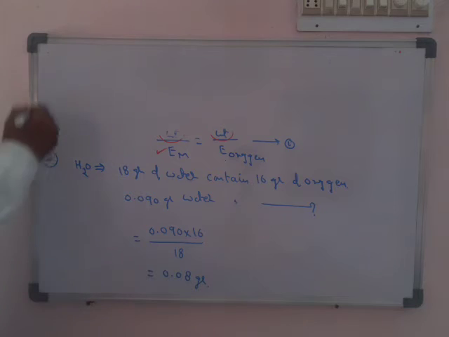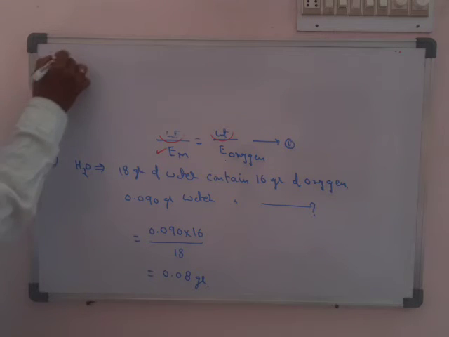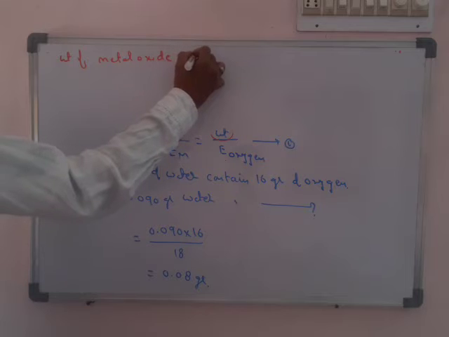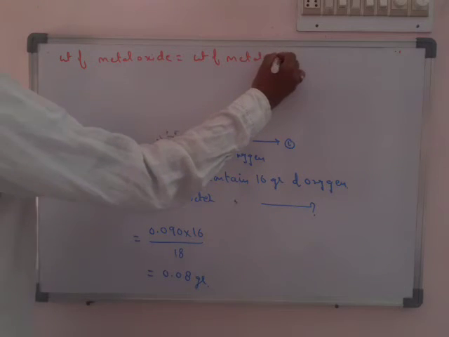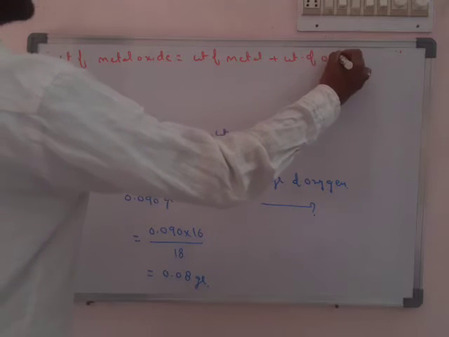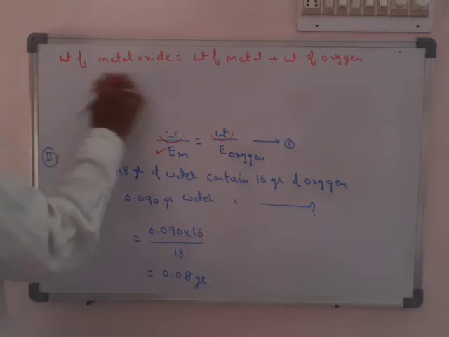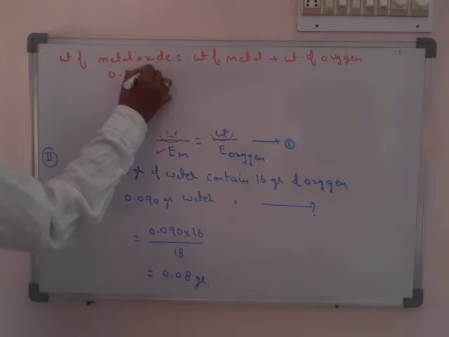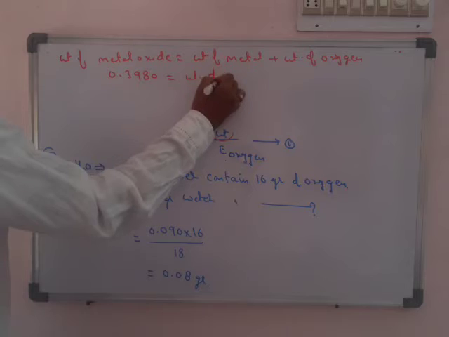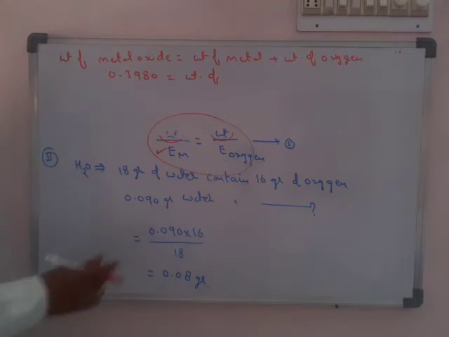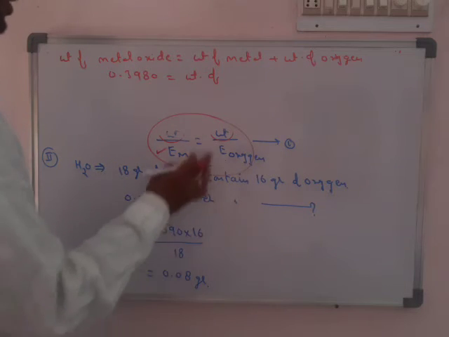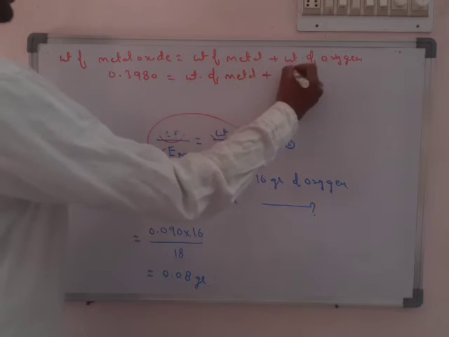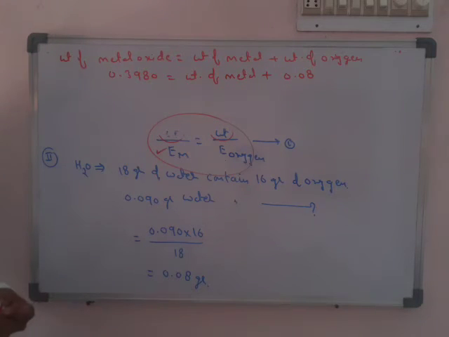Okay, now see, the weight of metal oxide is equal to weight of metal plus weight of oxygen. We know the weight of metal oxide in the problem, it is given as 0.3980. So we don't know the weight of metal. To do the calculation we have to know this. Already this part we know, the weight of oxygen we got. Now we have to know the weight of metal. Weight of metal plus weight of oxygen, you got 0.08 in the calculation.